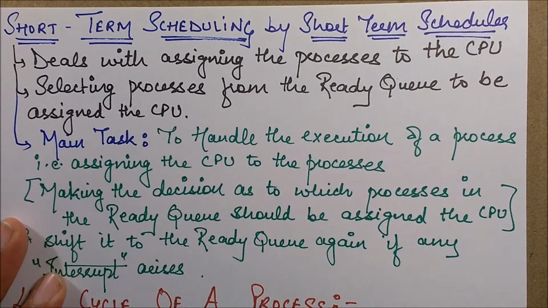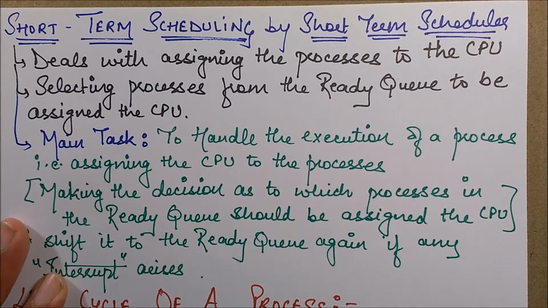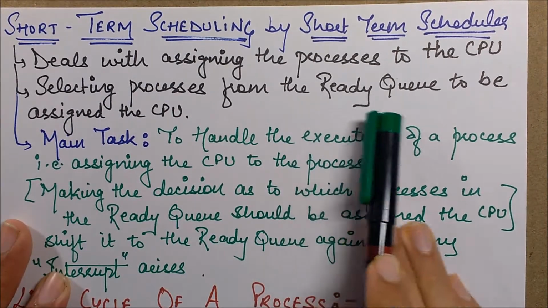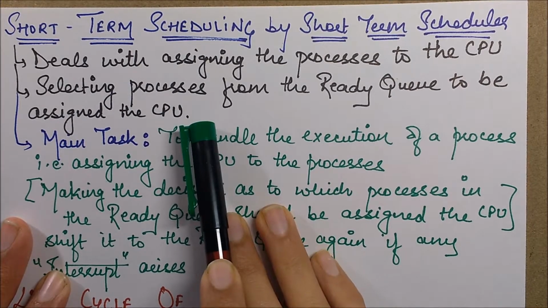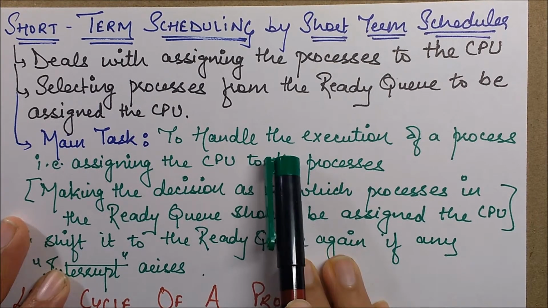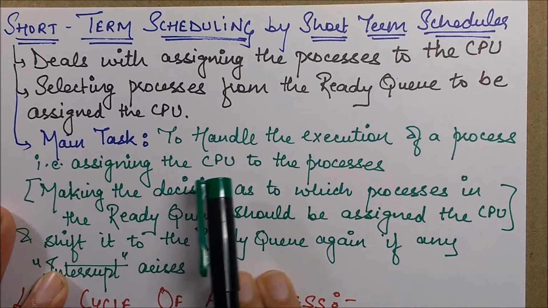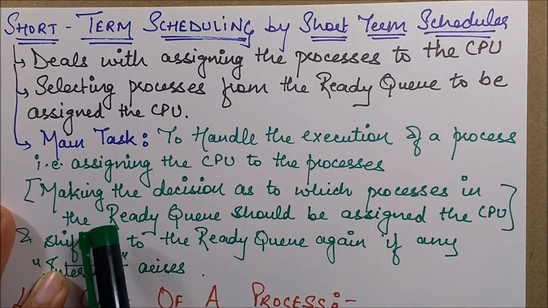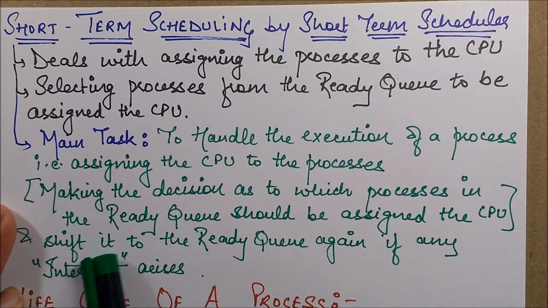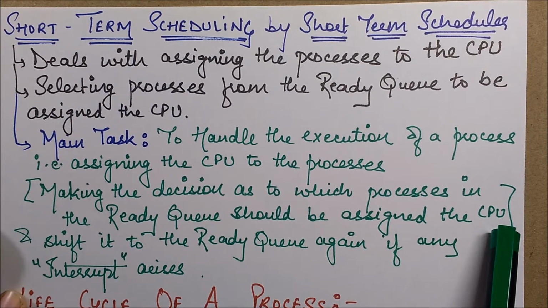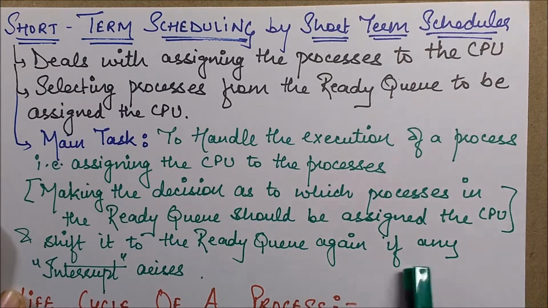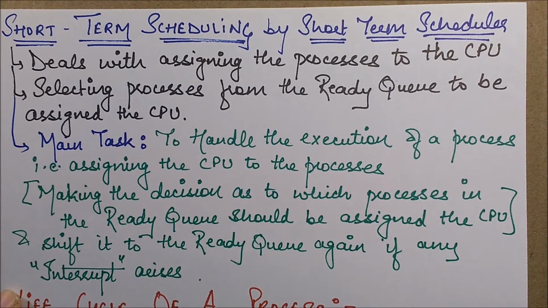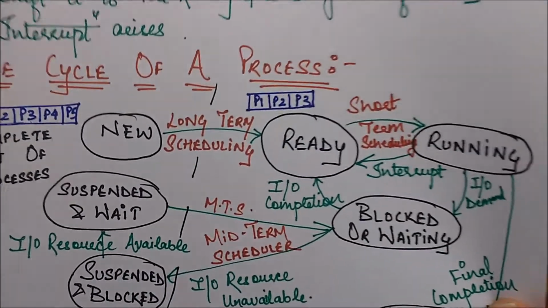So what does it do? It takes the tasks in the ready queue and decides which process should move on first to the CPU and which process should actually be assigned the CPU. So it selects processes from the ready queue to be assigned to the CPU, and its main task is to handle the execution of a process, that is, assigning the CPU to the processes, deciding which process in the ready queue should be assigned the CPU, and shifting it back to the ready queue if any interrupt arises. That is the role of the three schedulers.